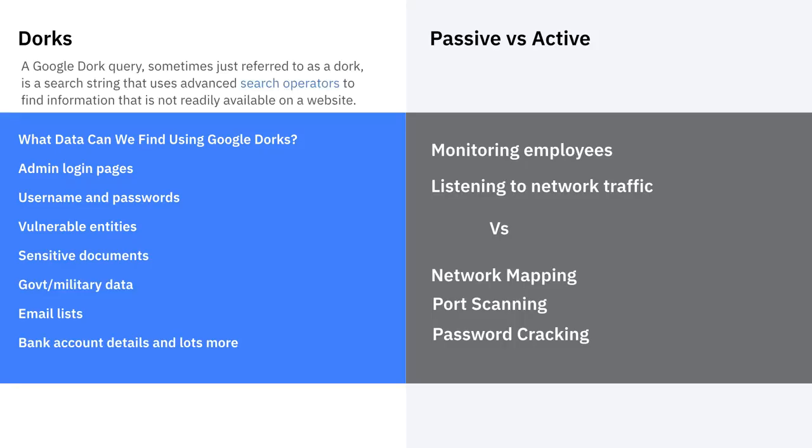We can use passive recon, which basically is observing people in the company if we're going to check the vulnerability of a building or a physical facility. Or we can use listeners on the outside of the network and check what they're sending to other people.